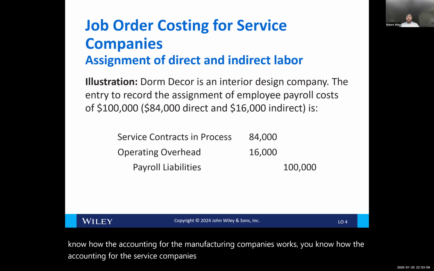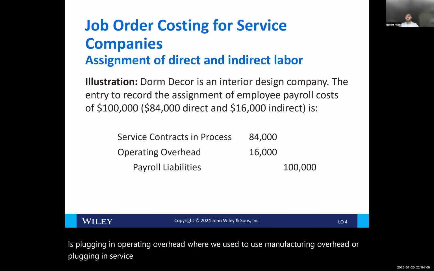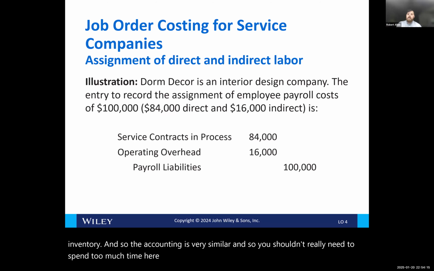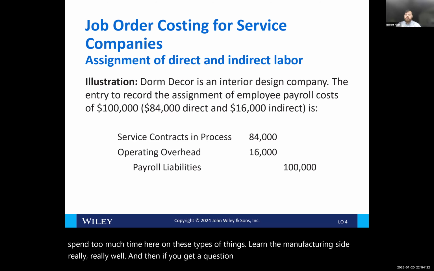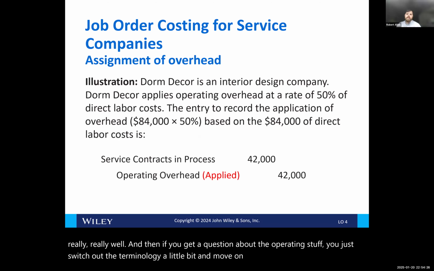You can see that what we're really doing is plugging in operating overhead where we used to use manufacturing overhead, and we're plugging in service contracts in process where we used to use work in process inventory. And so the accounting is very similar. And so you shouldn't really need to spend too much time here on these types of things. Learn the manufacturing side really, really well. And then if you get a question about the operating stuff, you just switch out the terminology a little bit and move on. Okay. So in this case, they tell us Dorm Decor is an interior design company.